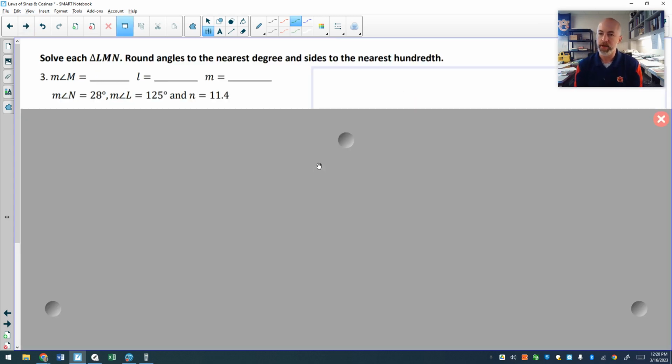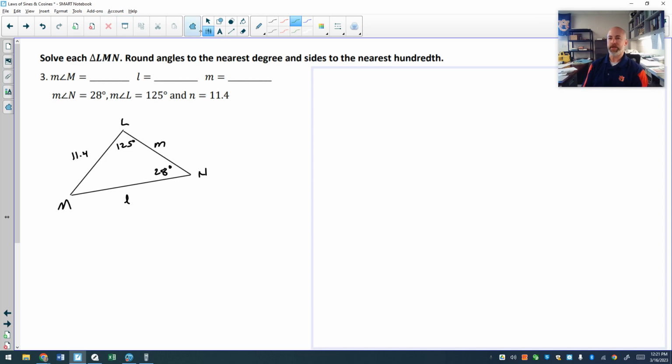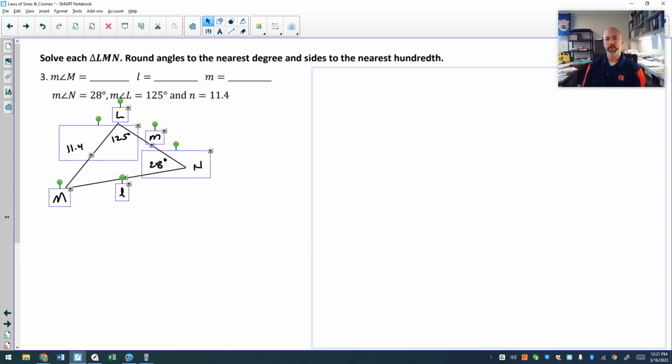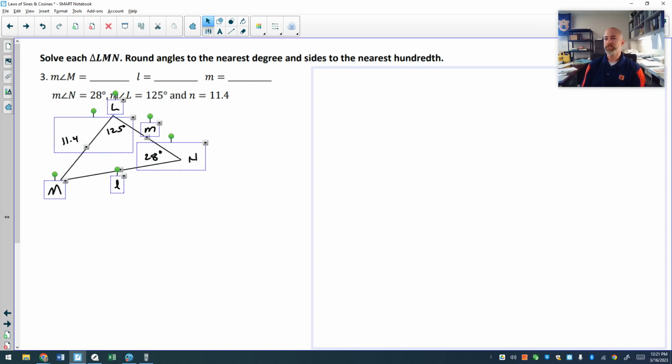Now we have a bigger problem. Notice this time in number 3, we are looking for 3 unknowns rather than just a single unknown. And again, if you want, you could set it up just using the fact that I know angle M is opposite side length M. Angle L is opposite side length L. Angle N is opposite side length N. So you can set it up without the picture. But again, I feel better having a picture. So there's my picture, my drawing of my triangle for number 3. Move that up a little bit.